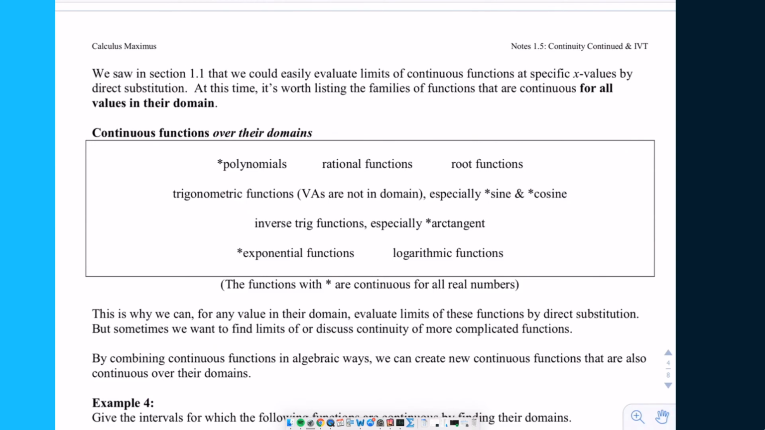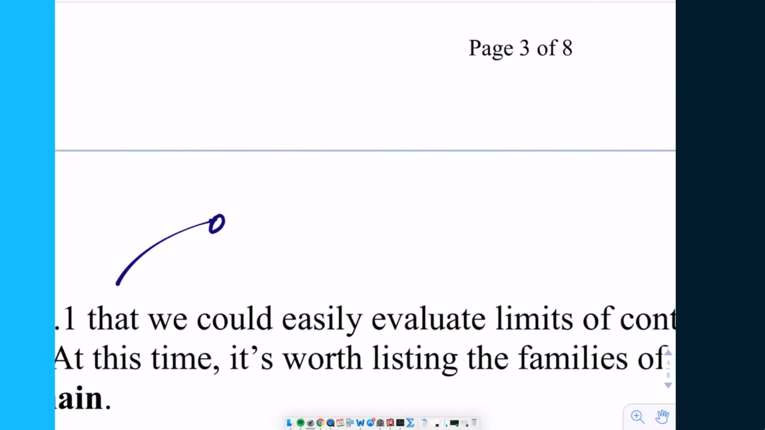Over their domains. Now, is every function continuous over their domain? No. I mean, we have examples like piecewise examples like this at x equals c.